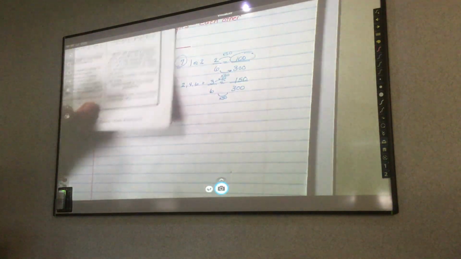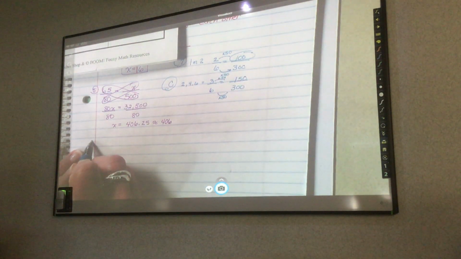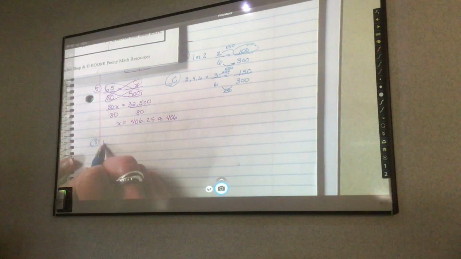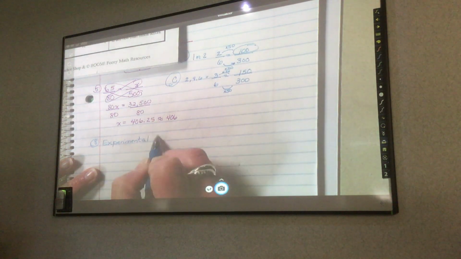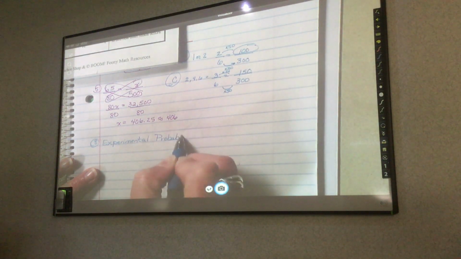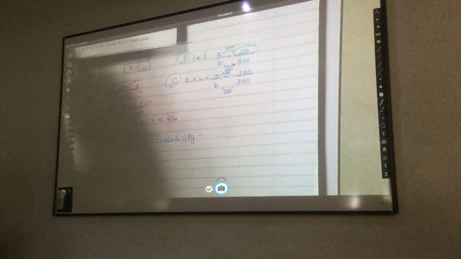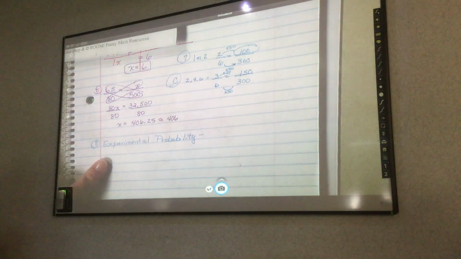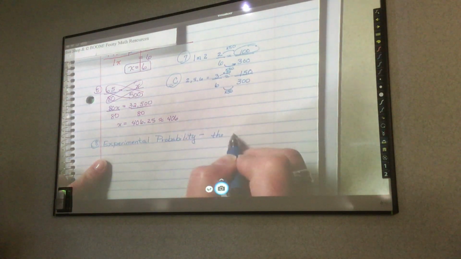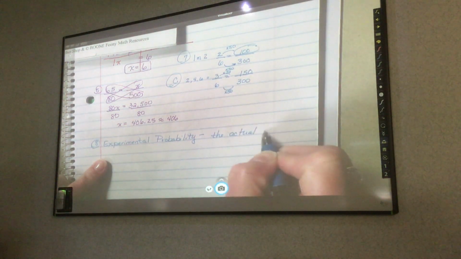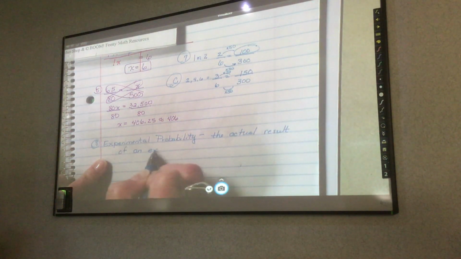We're going to write notes on these 2 terms. Experimental probability. It's like what it sounds. What word do I know is experimental? Experiment. It's when you experiment something, right? So experimental probability would be the actual result of an experiment.